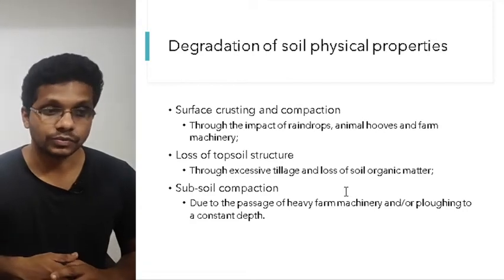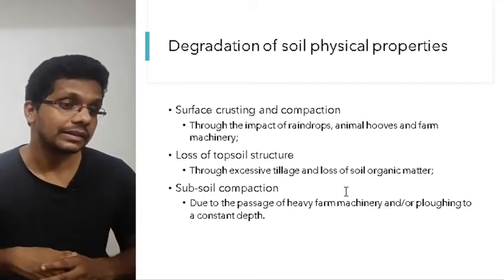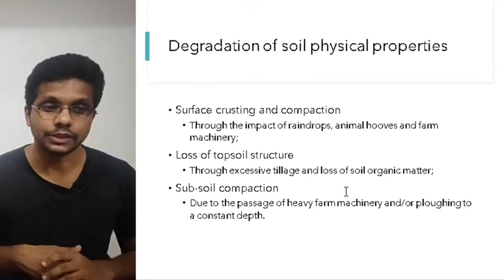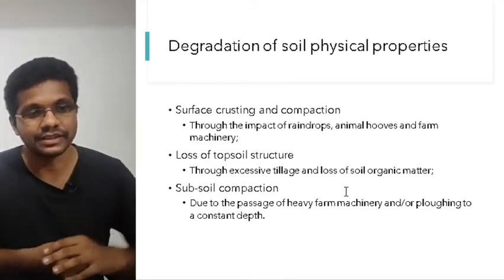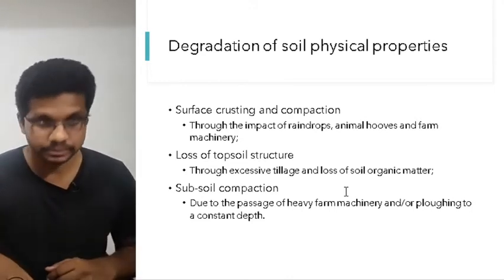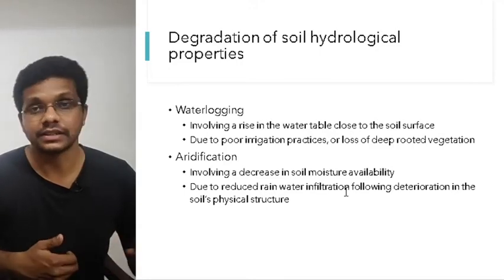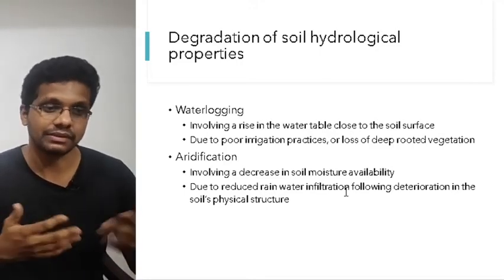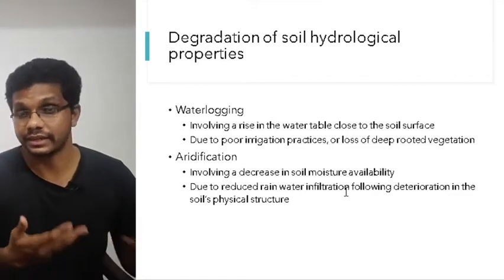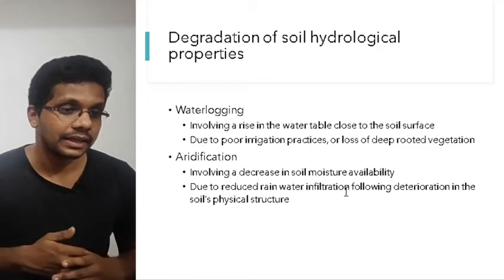Then loss of topsoil structure, which is basically due to the tillage. Then subsoil compaction, which is basically due to the heavy farm machineries, and because of this weight, it leads to the compaction of the subsoil. In the hydrological properties degradation, one reason is water logging, an increasing water level. This increasing water level can be due to heavy rainfall, which is due to the climate change, or due to the irrigation.